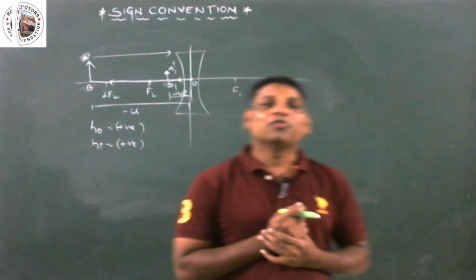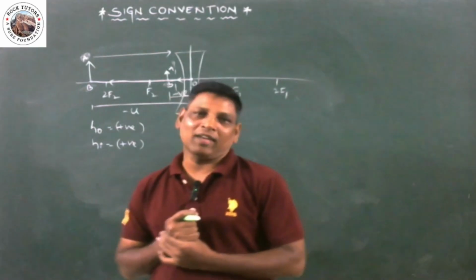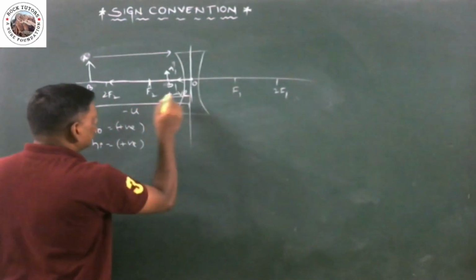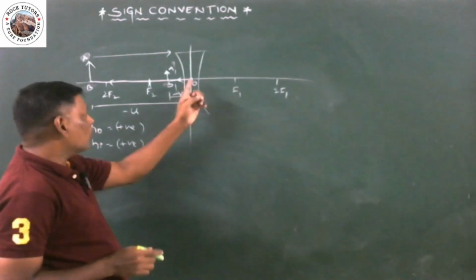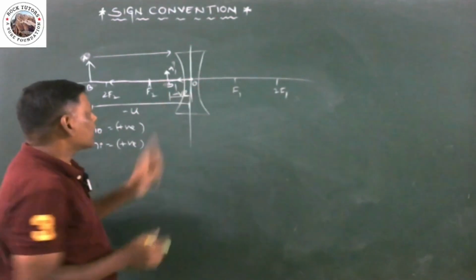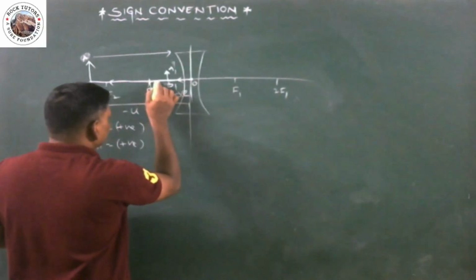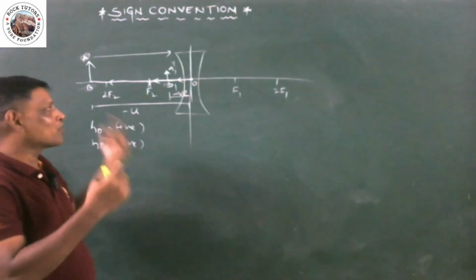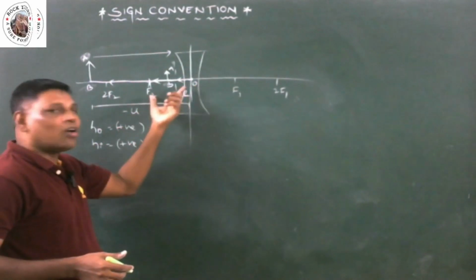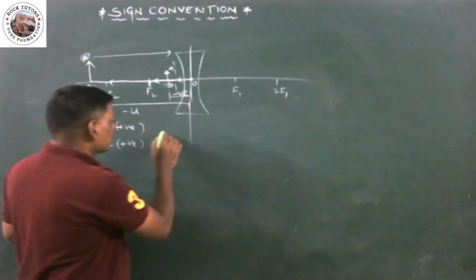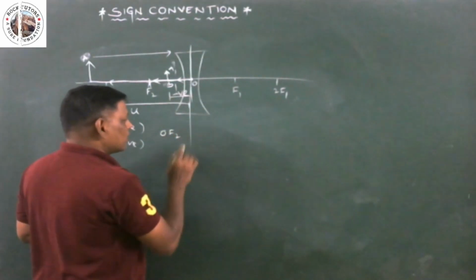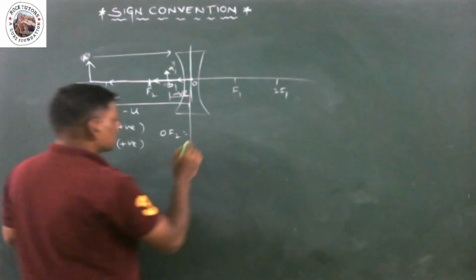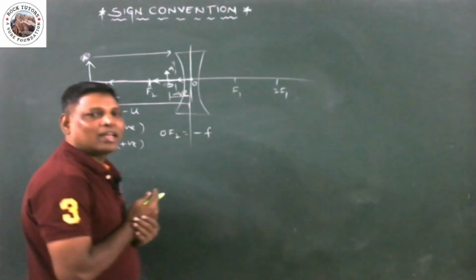Now what about the focal length of a concave lens? Here, this is the focus, and we measure the focal length from O to F2. Here also I am moving opposite to the incident ray. So both are opposite. So this OF2 is the focal length. Here both are opposite, so we will take it as negative, minus f.